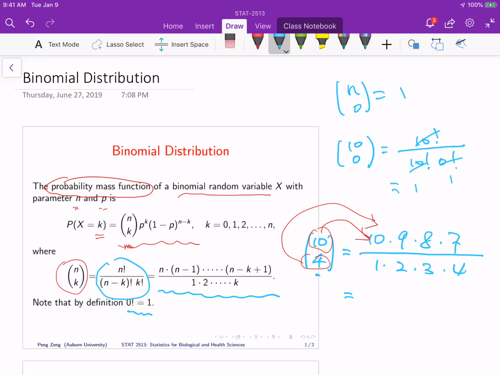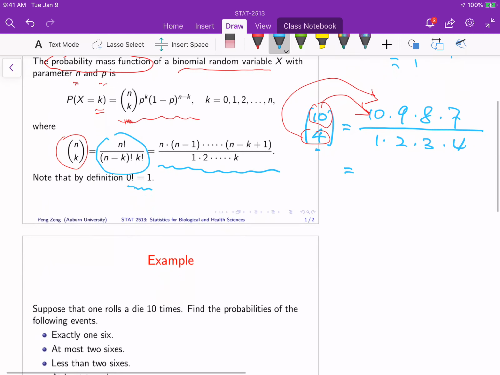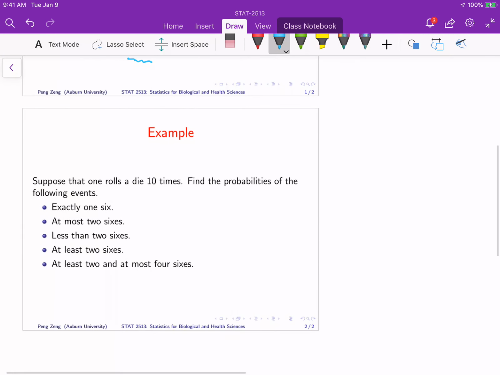Now let's see how to use this probability mass function to solve this problem. Suppose that one rolls a die 10 times. Find the probability of the following events: exactly one 6, or at most two 6s. Basically we just want to find probabilities for the number of sixes.